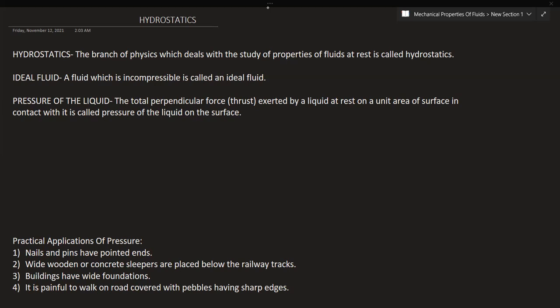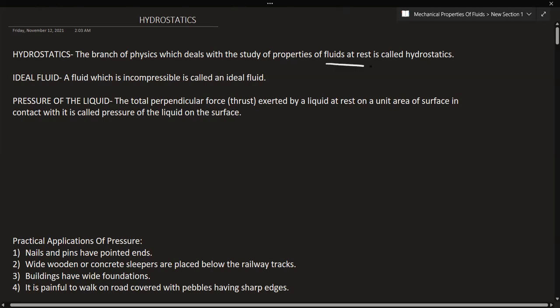So hydrostatics means the study of properties of fluids when the fluid is at rest. And when the fluid is in motion, we will be discussing that in hydrodynamics. So the branch of physics which deals with the study of properties of fluids at rest is called hydrostatics. Now, an ideal fluid is that kind of fluid which is incompressible. The fluid which is incompressible is called an ideal fluid.